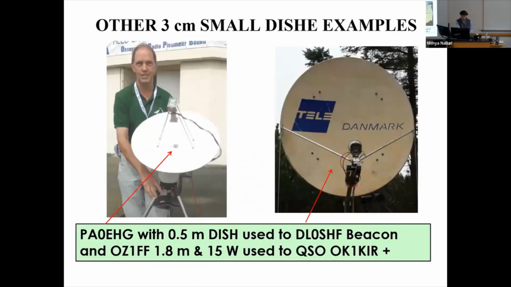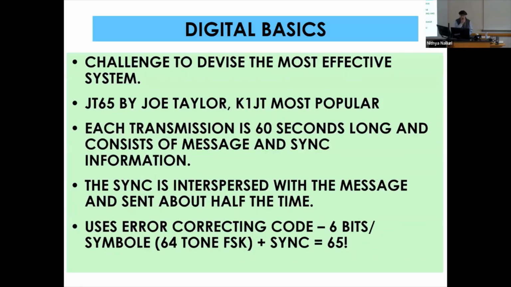This is another example of a small antenna. This one over here is a 0.5 meter, but this was demonstrated at one of the conferences I was at, and he was showing you could use this 0.5 meter antenna to receive a beacon station. That's a station that's continuously transmitting a signal off the moon, even though this is only 0.5 meter in size. So there are a lot of possibilities.